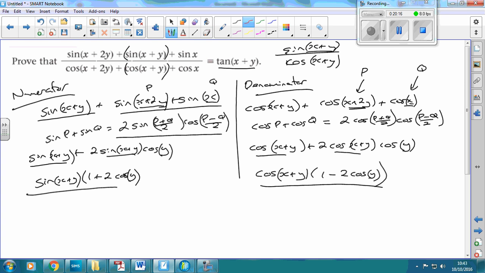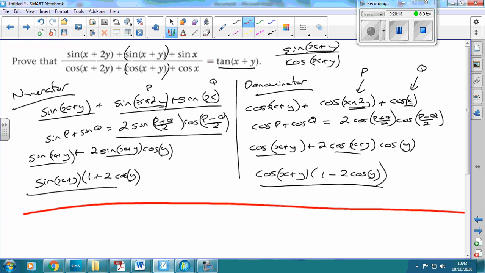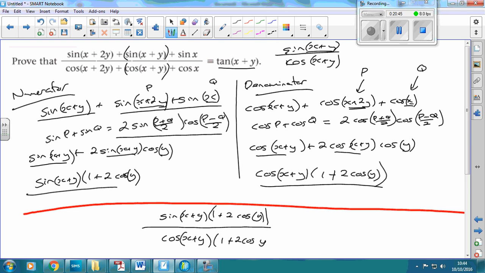So once we've done both of those, let's do the numerator over the denominator. And we've got sin of x plus y, 1 plus 2 cos y, over cos of x plus y, sorry, should be plus there, 1 plus 2 cos y. Now what we see is that this cancels out on the top and the bottom, leaving you with sine of x plus y over cos of x plus y, which equals tan of x plus y.